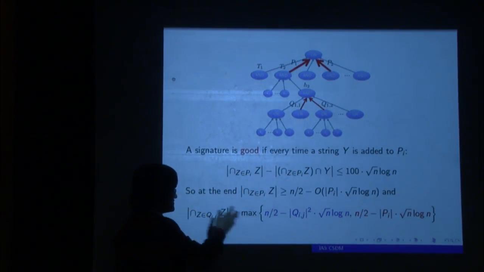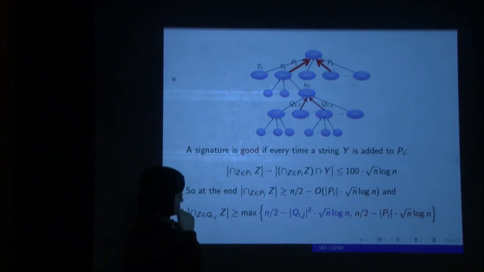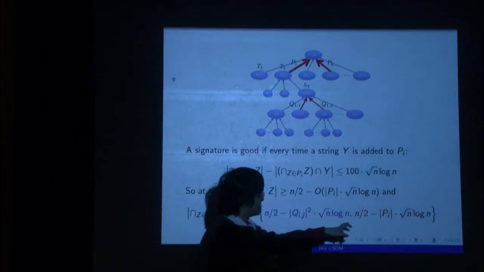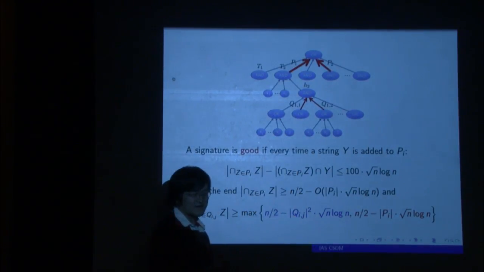Okay, so it's lower bounded by two things. And the difference is here it drops quickly. It's a quadratic thing. But for Pi, it really drops linearly.